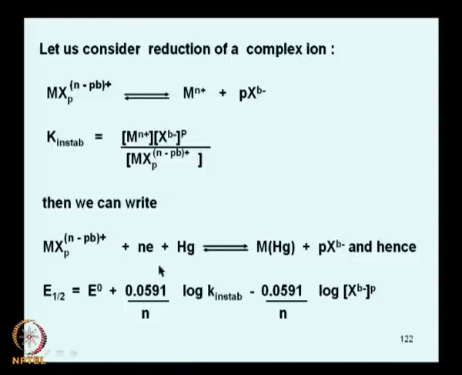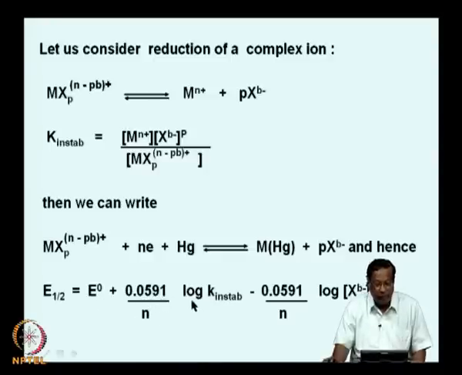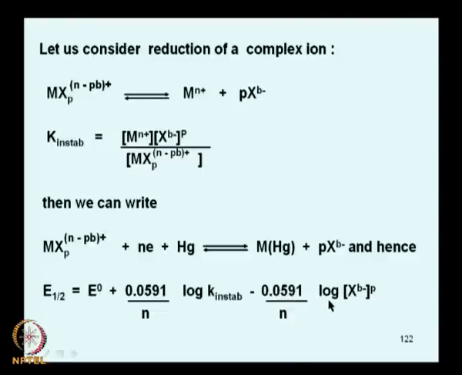mercury. That is the reduction process: the complex will dissociate and get reduced to the metal and form an amalgam with the mercury, and the ligand will get released. So we can write for this equation E half is equal to E naught bar minus 0.0591 divided by n log of K instability minus 0.0591 p divided by n logarithm of X raised to b minus whole raised to p.